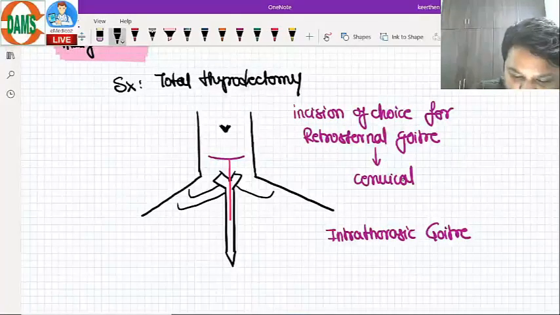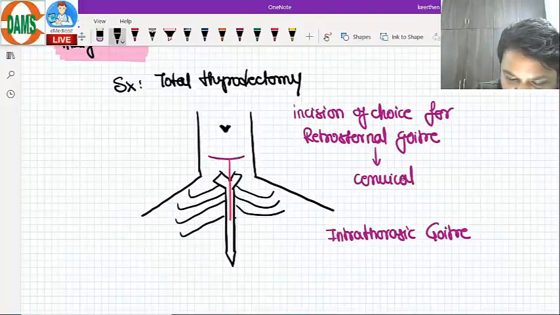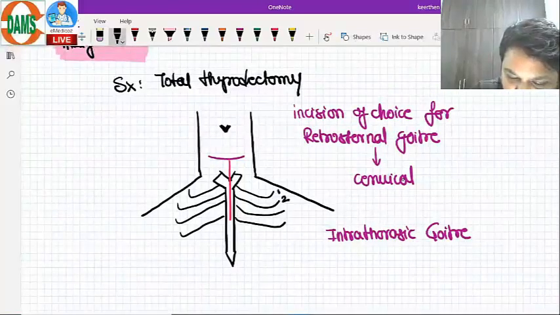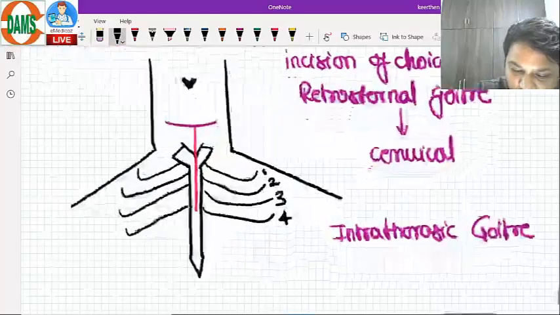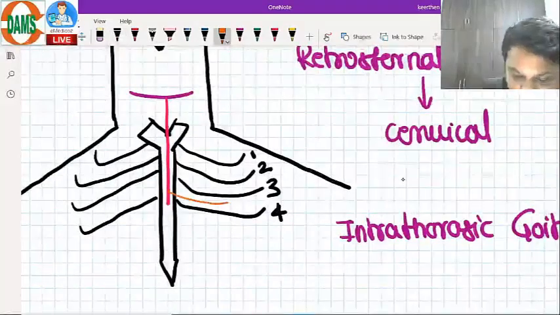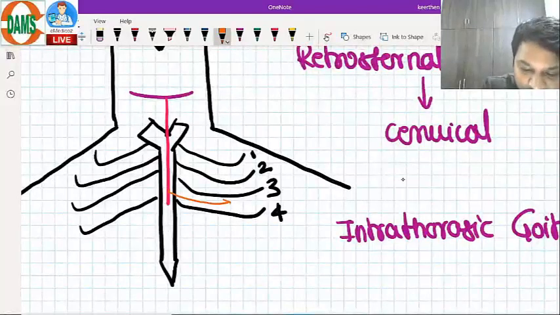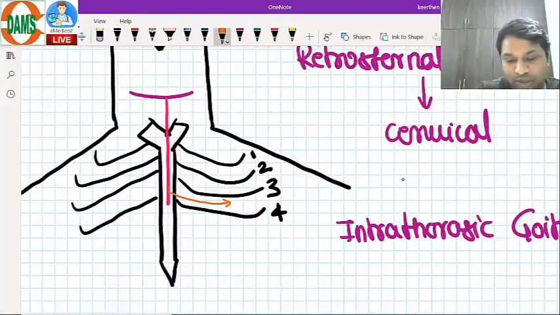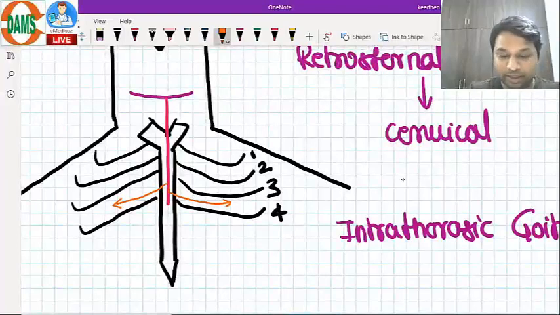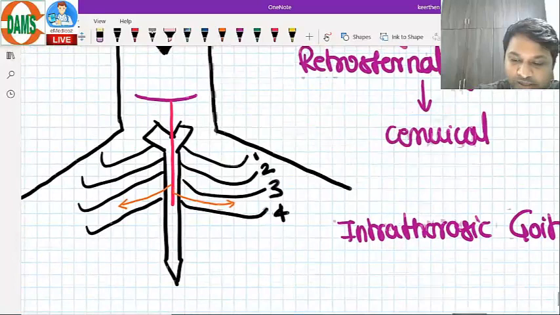This is the first rib, let's say this is the second rib, this is the third rib, and this is the fourth rib. So 1, 2, 3, 4. So third intercostal space. And then you can go for lateral extension. If the gland is more towards the right side, you go for the right lateral extension, or the left lateral extension. So wherever. So that is the extent of the median sternostomy.